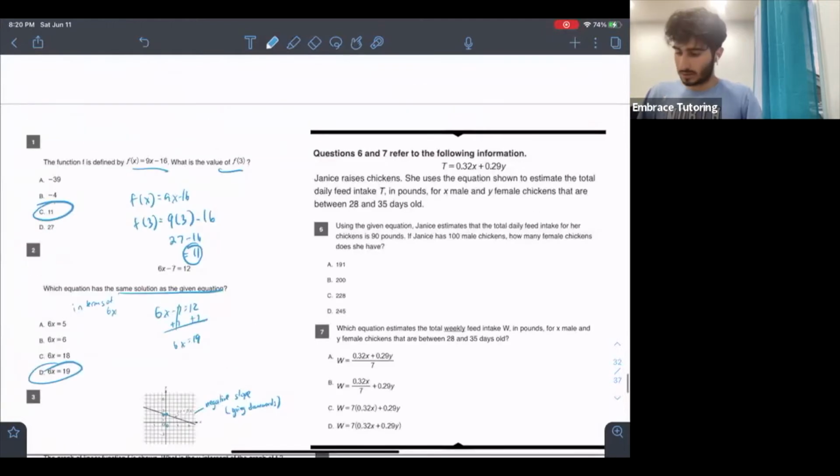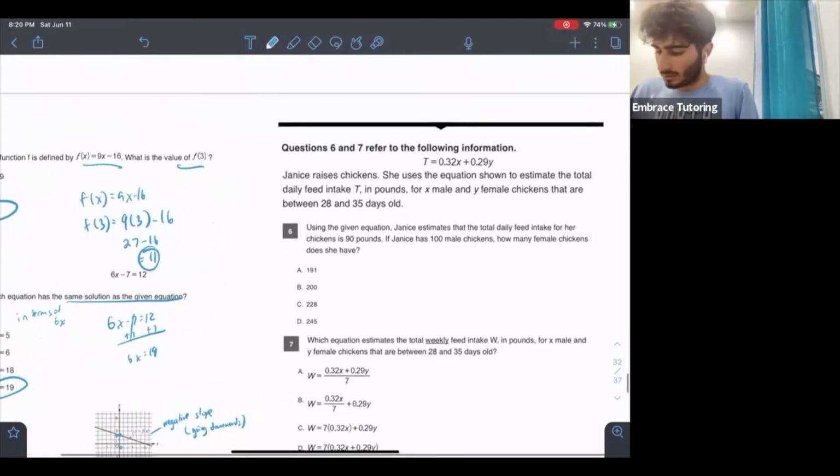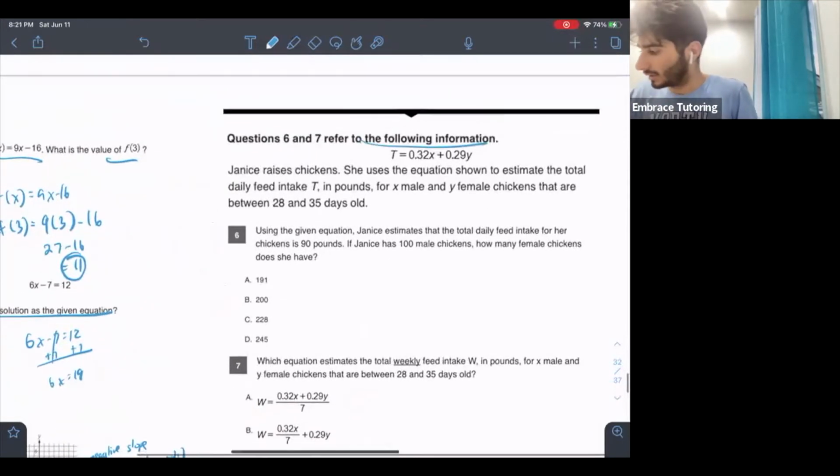Question 6 and 7 refer to the following information. Janice raises chickens. She uses the equation shown to estimate the total daily feed intake T in pounds for x male and y female chickens that are between 20 and 35 days old. Using the given equation, Janice estimates that the total daily feed intake for her chickens is 90 pounds.